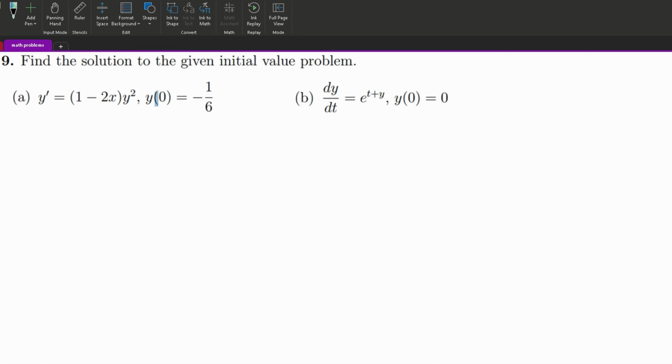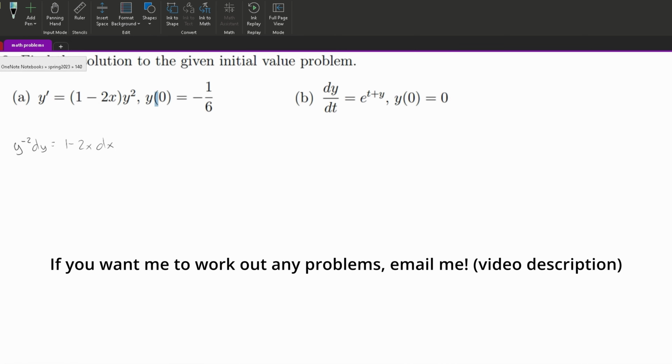So once our y prime is dy dx, we are going to multiply everything around and get it into a form where it is separable. It's going to look something like this: y to the negative 2 dy is equal to 1 minus 2x dx. That's just multiplying everything, and this one, we're just flipping it over. That's why the exponent is negative.